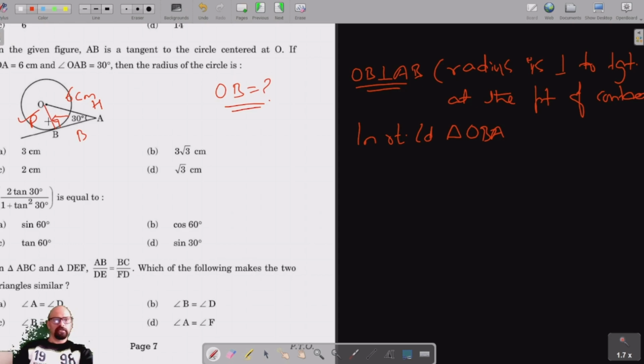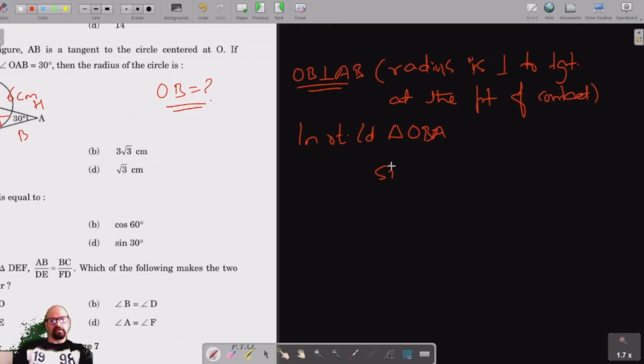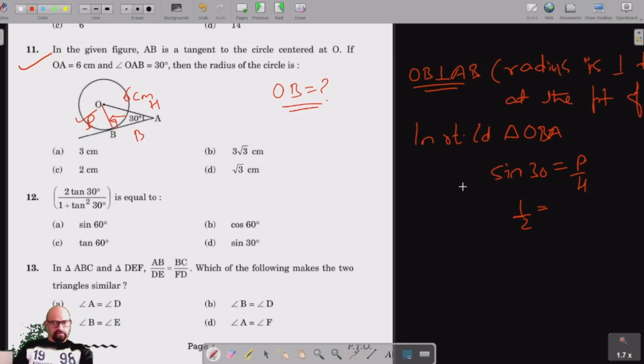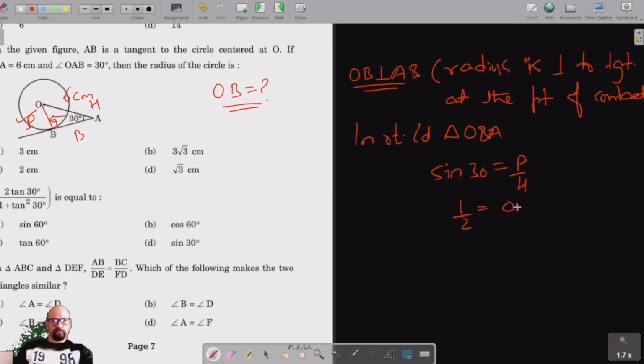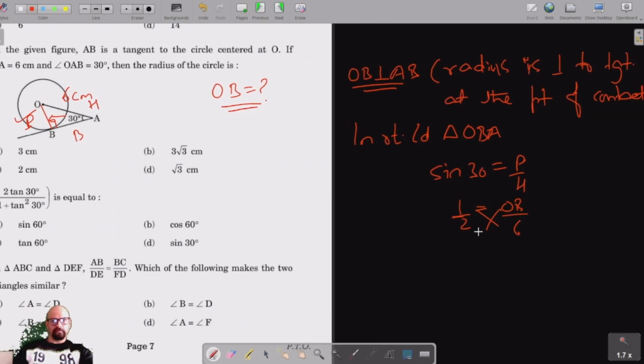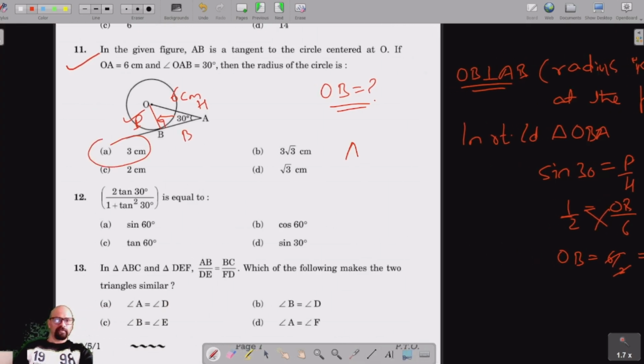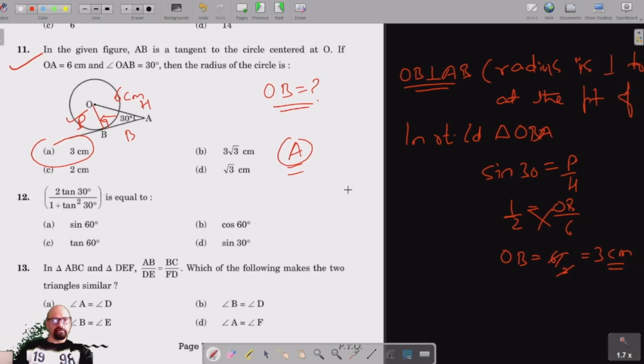For 30 degree, this is the perpendicular, this is the hypotenuse, and this is the base. We have to find OB, which is the perpendicular. So P by H is sine, so we are going to use the sine ratio. Sine 30 is equal to P by H, and we know that sine 30 is 1 by 2. P is OB, hypotenuse is 6, cross multiply this, which gives us OB is equal to 6 by 2, which is equal to 3 centimeters. So A is the correct option for question number 11.